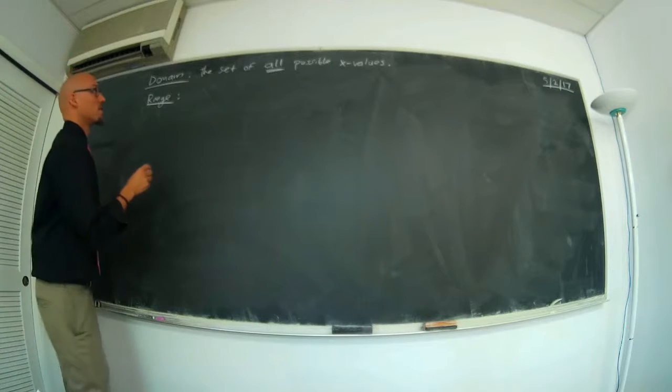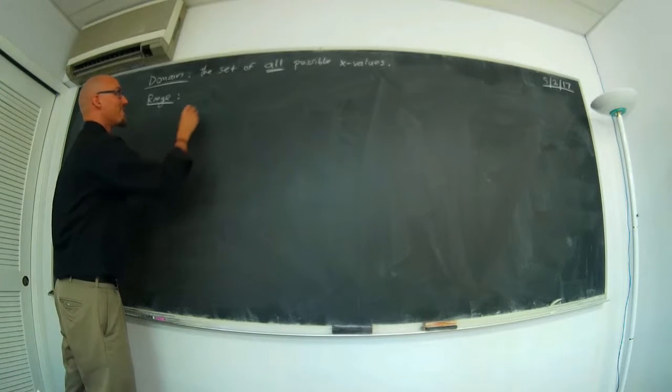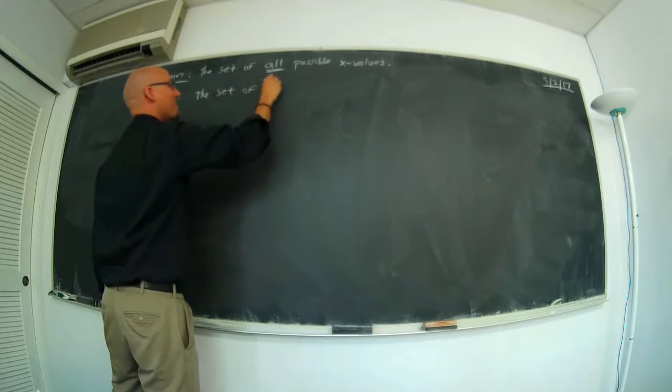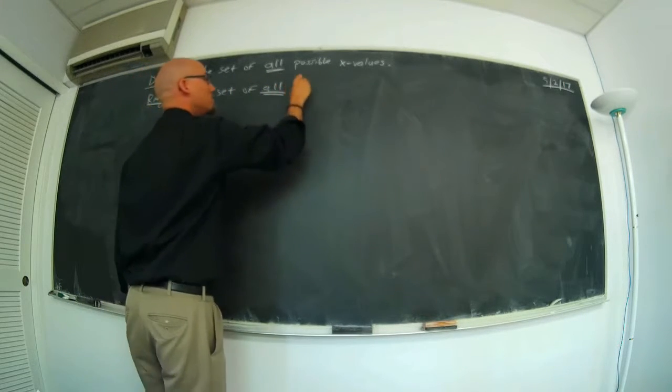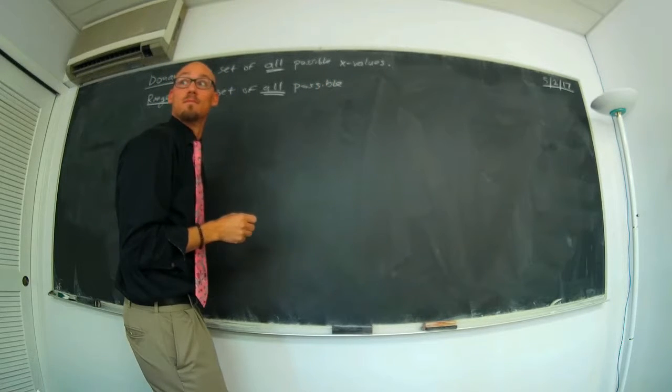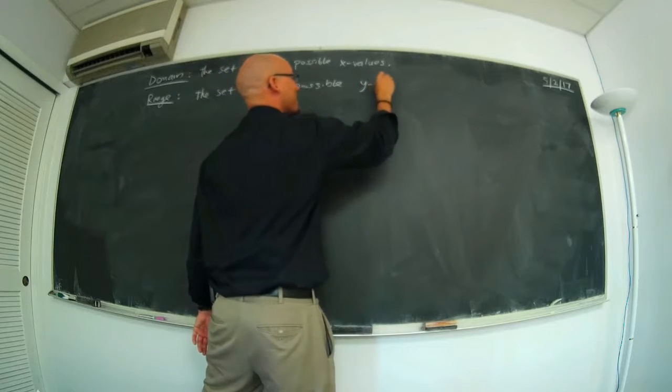The points of all possible values. No, the set of all possible... Come on, of all possible... Double underline, I'm just doing all caps. Y values.